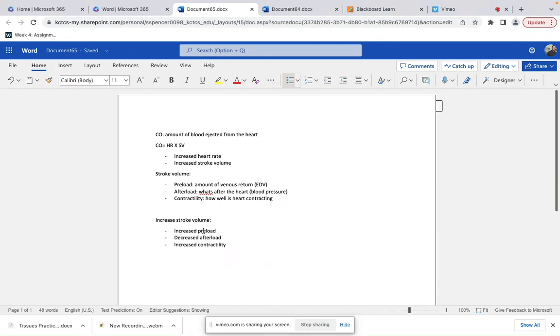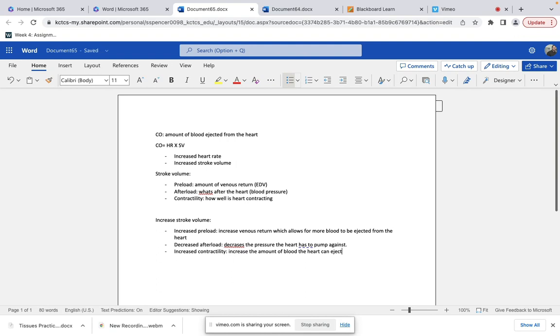By increasing the preload, we increase the venous return, which allows for more blood to be ejected from the heart. That's why you have an increase in the stroke volume. If you decrease the afterload, it decreases the pressure the heart has to pump against. If you increase the contractility, then you increase the amount of blood the heart can eject. Okay?